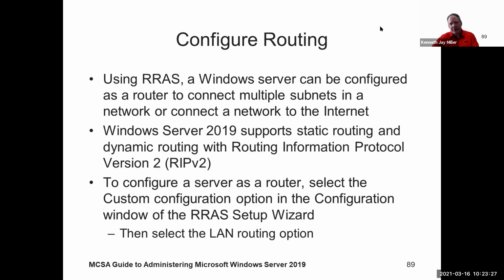So here's routing. Using RRAS, a Windows server can be configured as a router to connect multiple subnets in a network or connect a network to the internet. This is what we're going to do: connect our VM internal network to the internet by going through our router. And the protocol that Windows Server uses for routing is RIP version 2. This is a dynamic routing protocol that is built into the router.